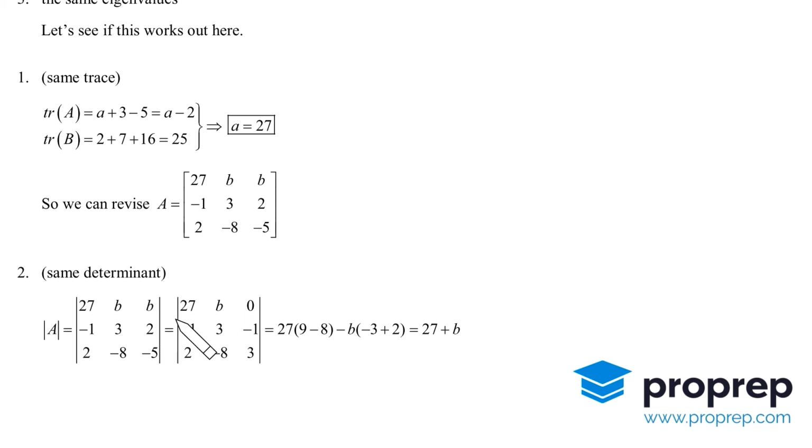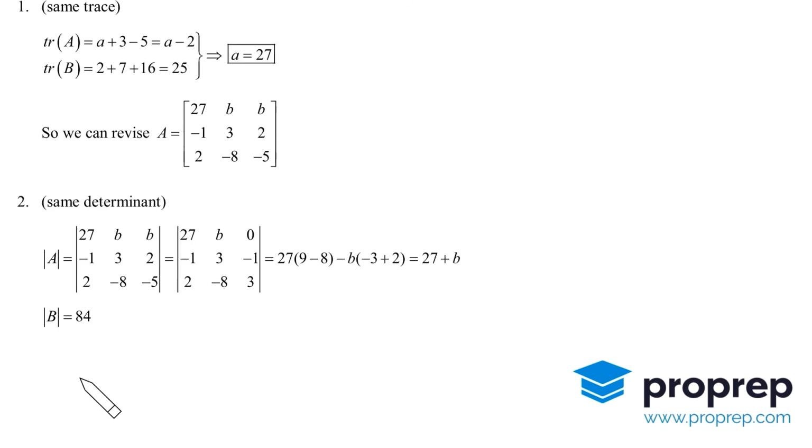And now we expand along the first row. So we've got 27 times this 2 by 2 determinant, then minus b times this 2 by 2 determinant. Anyway, this is what we get, 27 plus b. And I'll spare you the details of the determinant of B, because it's just a waste of time to do that here. It comes out 84, I make it.